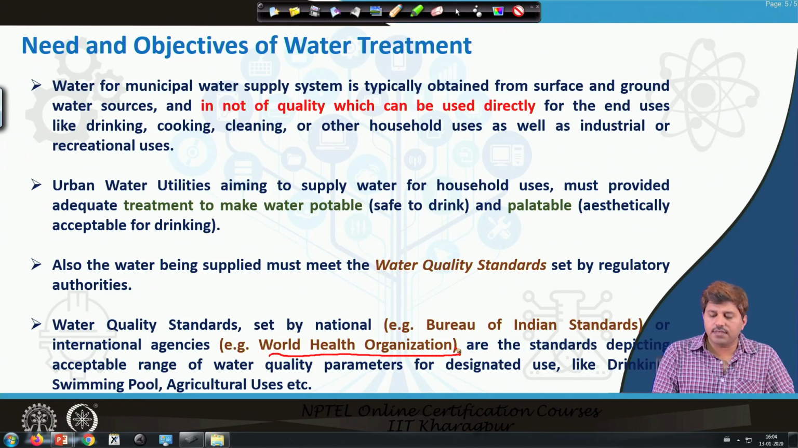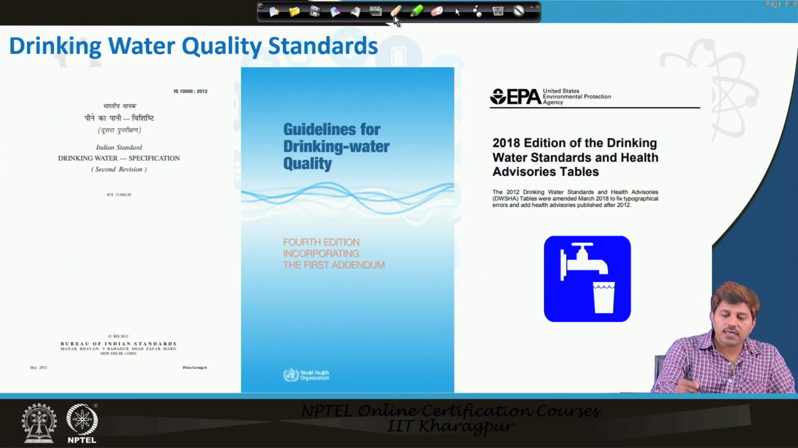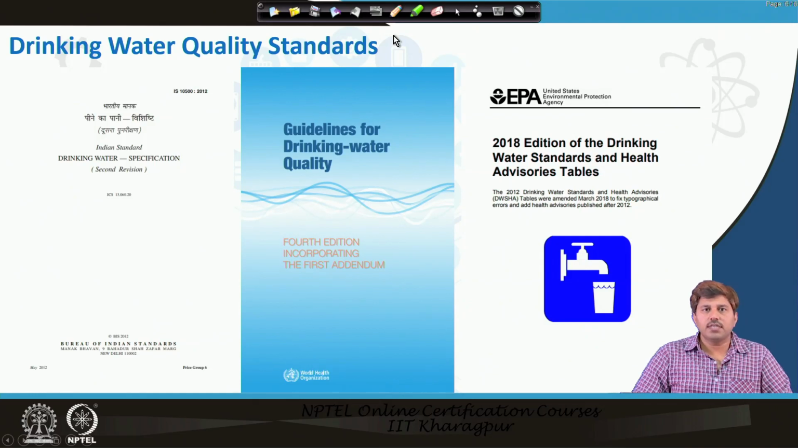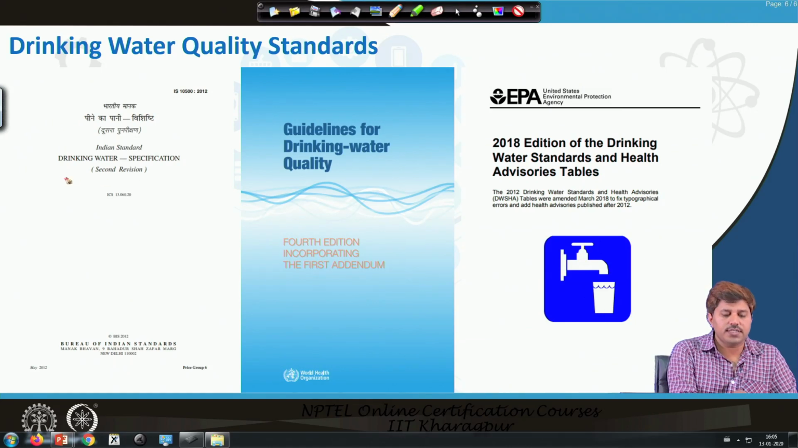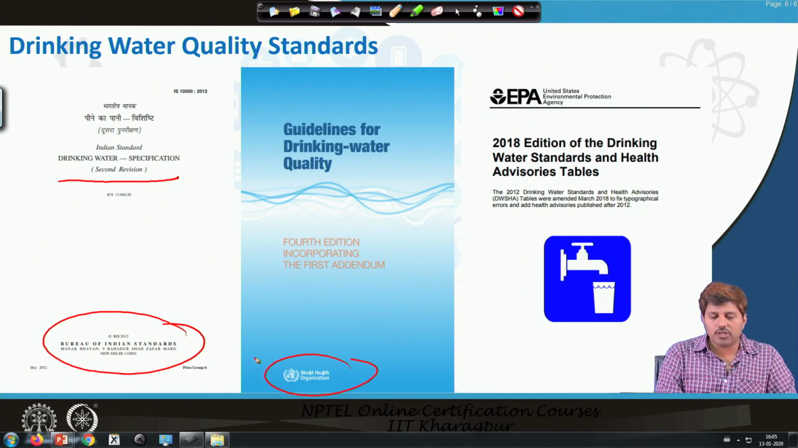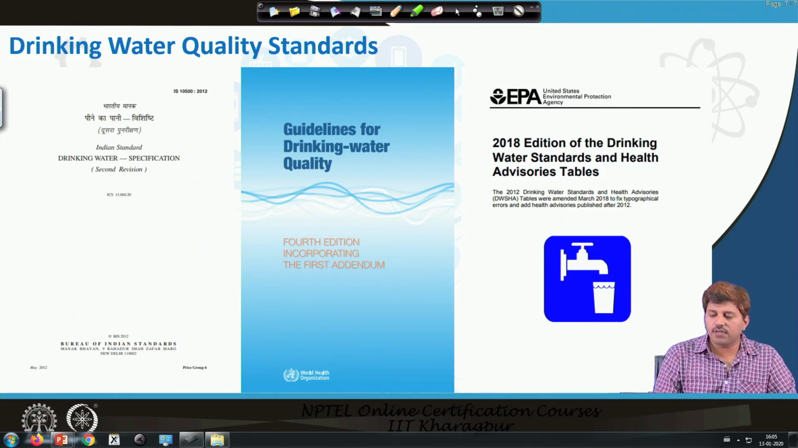Like in the case of India, as we said, we have BIS. Similarly, US EPA, the United States Environmental Protection Agency, for the US. So, that kind of standards are set. These are some examples of these standards. As we were just saying, in India we follow the Indian standards, which are given by the Bureau of Indian Standards. This is the World Health Organization's guidelines for drinking water quality. They have their own standards. This is the United States EPA standards. So, these are the sources from where one can see the different standards for different purposes.